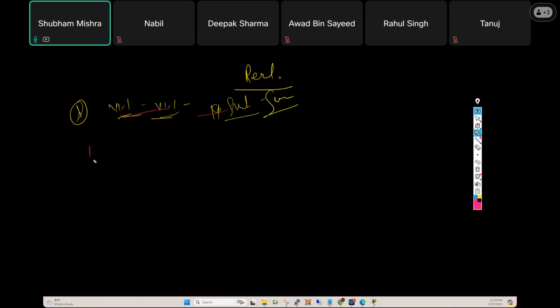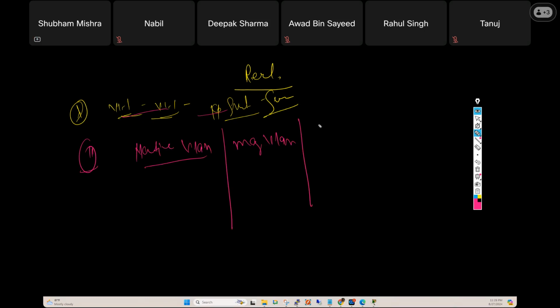Now, second thing, we create 3 types of VLAN. First, native VLAN, management VLAN, unused VLAN. So these are the basic VLANs you will get in a real scenario.